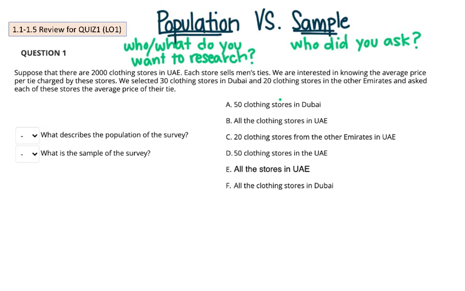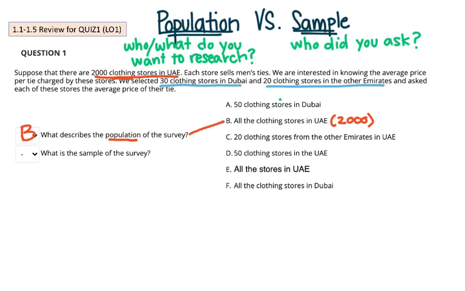Okay, so let's read the question. It says there's 2,000 clothing stores in the UAE. That sounds like the population that I want to learn about. And then it goes on to say, okay, well, we asked 30 clothing stores in Dubai and 20 clothing stores in the other Emirates. That's who we asked. So when it talks about the population, it's all the clothing stores in the UAE, which in fact they said there were 2,000 of them. Obviously, we can't ask them all, but that's the population that we want to learn about. Now, it's not all stores, it's just the clothing stores.